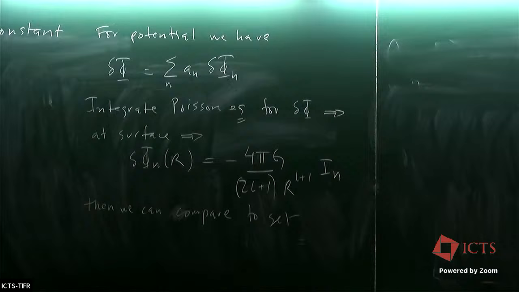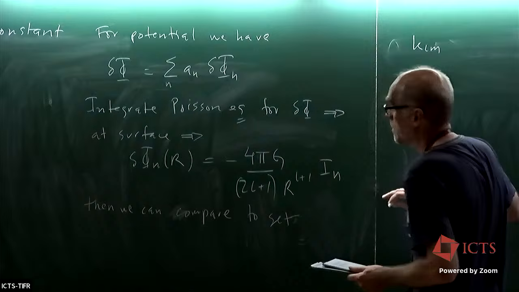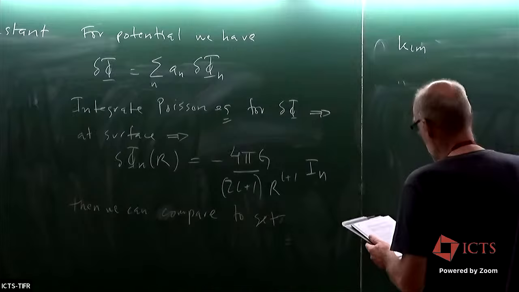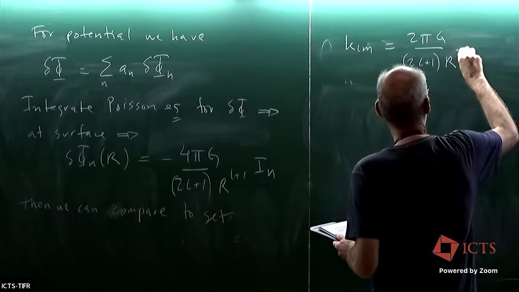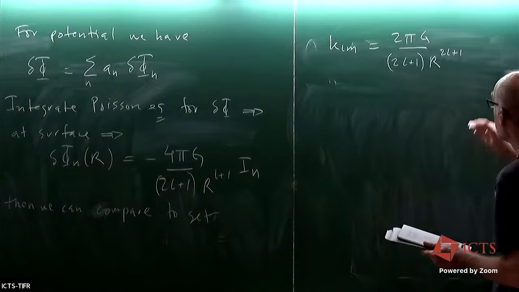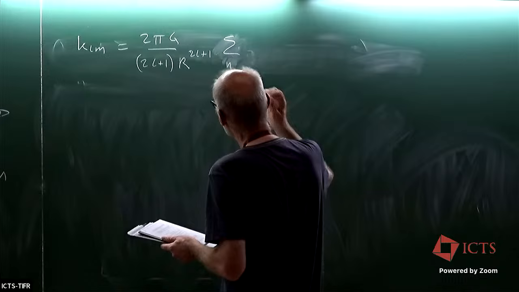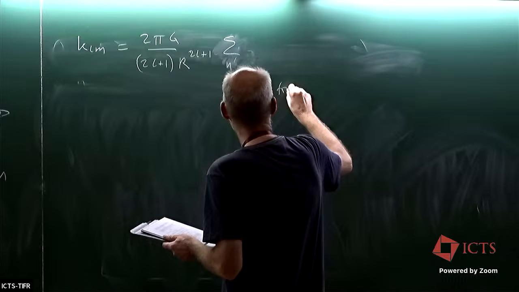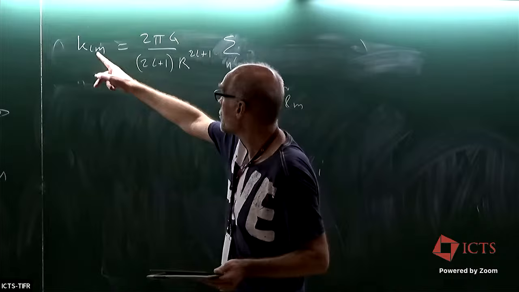So if we compare, we get two expressions. First, at k_lm, the coefficient in between the two things that we know comes out as a number. Probably isn't that important what the number is. It's 2 pi G, 2l plus 1, R to the 2l plus 1. The R is the radius of the star. Y_lm is gone, sorry. The sum over all the modes, let's say n prime modes for given l and m. Before we summed over absolutely all the modes, right? Now we want just the modes for a given l and m. So let's call them n prime, okay? Just to make a distinction.